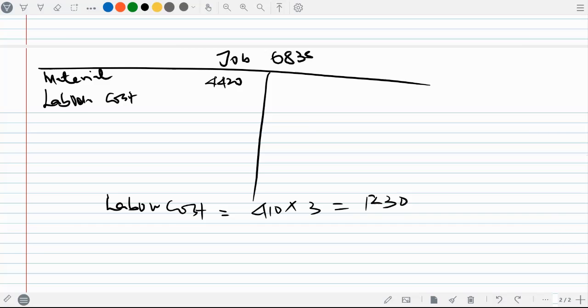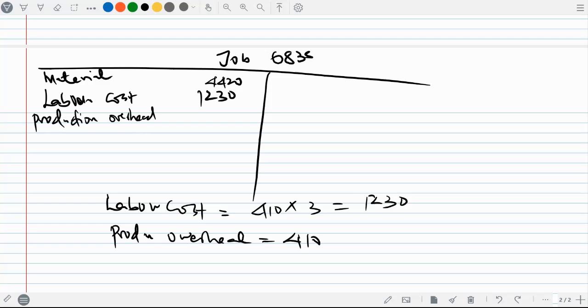Confirm. Yes, 1230. Then you have production overhead that we're incurring towards this job. The absorption is based on $2 per hour, therefore times 2, gives us 820.